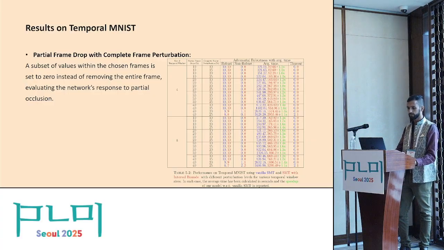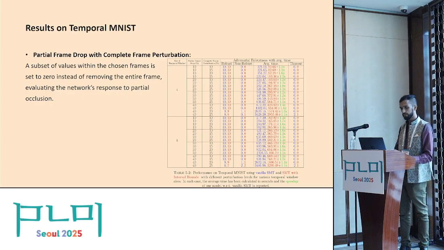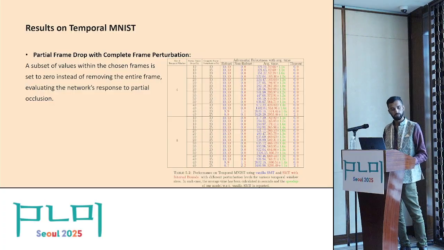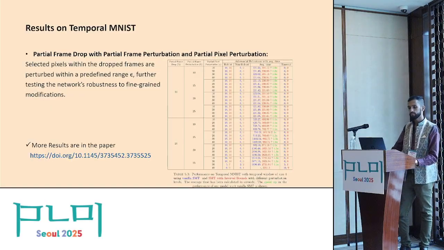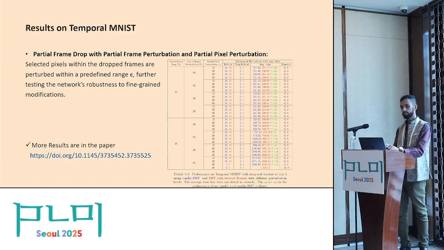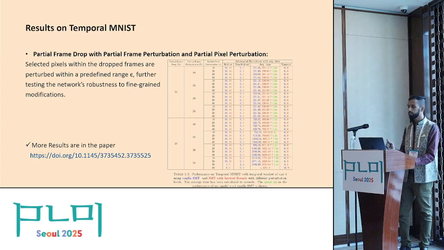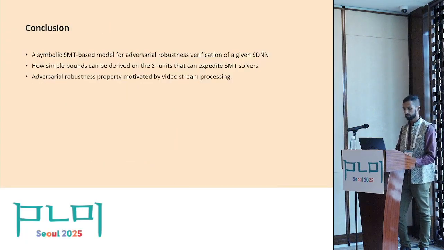values within the chosen frame is set to 0 instead of removing the entire frame, evaluating the network's response to partial occlusion. And the third experiment shows partial frame drop with partial frame perturbation and partial pixel perturbation, where selected pixels within the dropped frames are perturbed within a predefined range epsilon, further testing the network's robustness. So more results are in the paper.